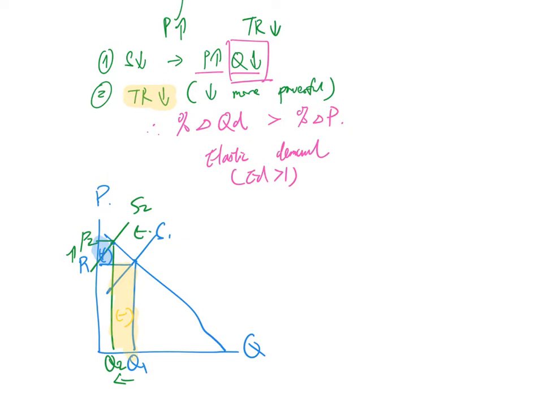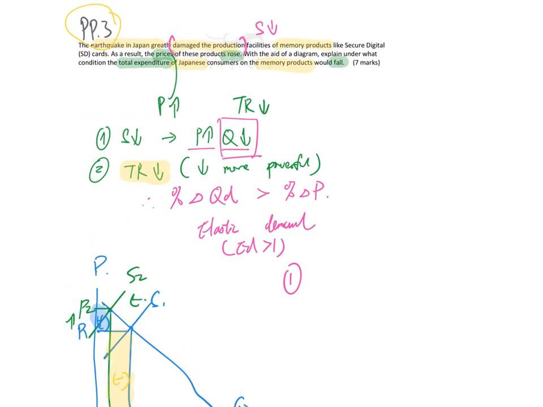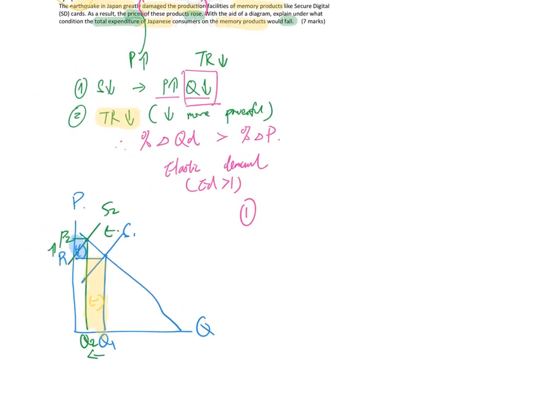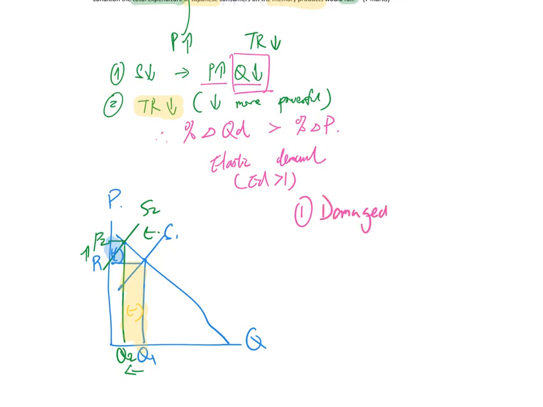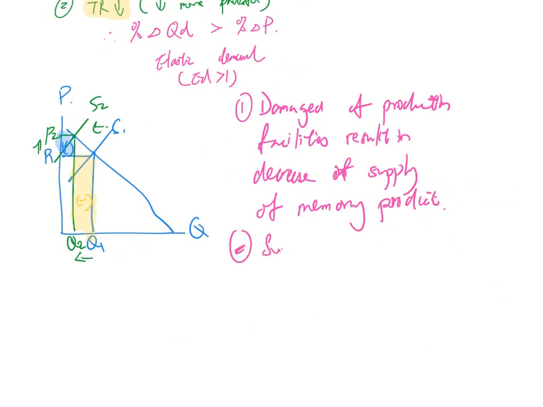Now we go to the elaboration. First, according to the question, damage of the production facilities is something that happened. Damage of production facilities results in a decrease of supply of memory products. Second, because of the supply decrease, the supply curve shifts to the left, S1 to S2.